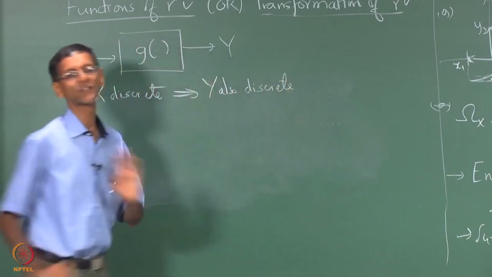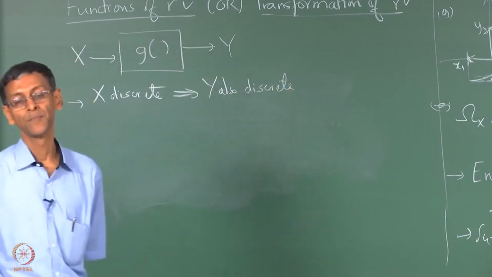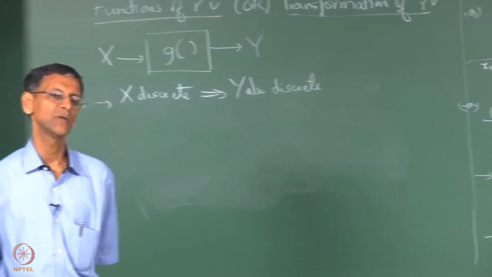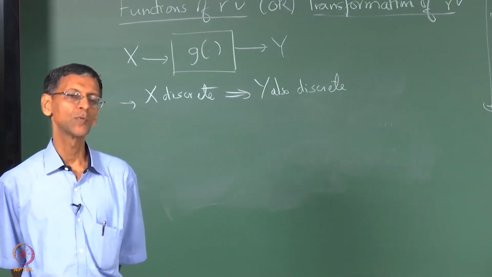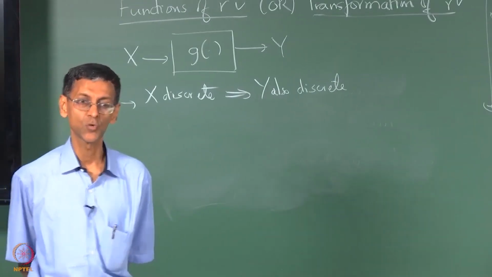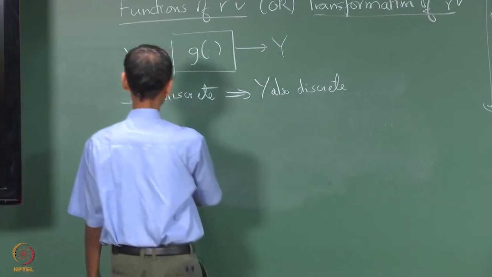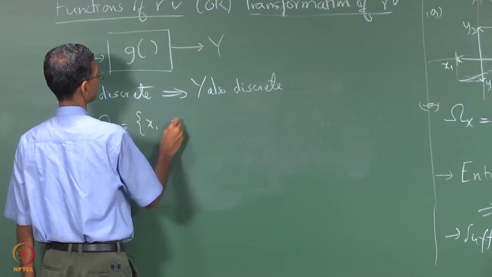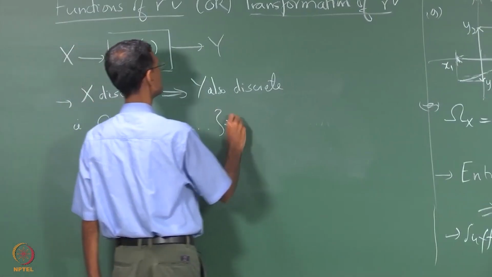This is just due to the nature of the function g itself. Given that x equals x1 or x equals x2, y can only take a countable number of values, g of x1, g of x2 and so on. So in this case, i.e. omega x, if omega x is equal to some countable set like this, implies what?